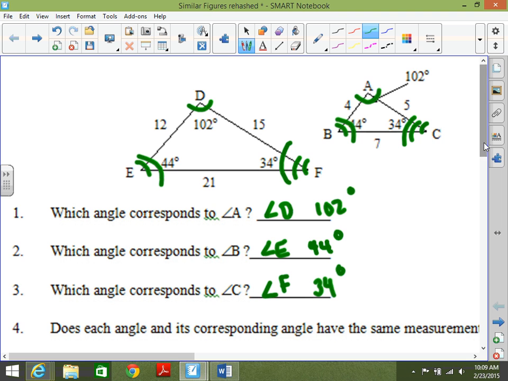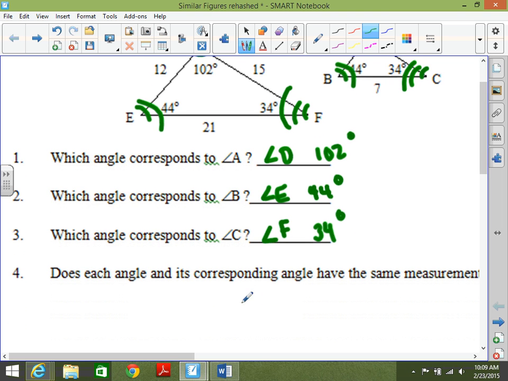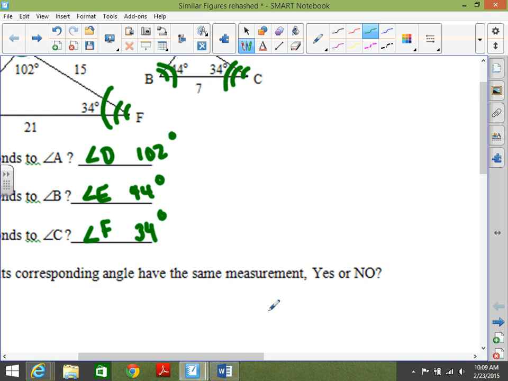Does each angle and its corresponding angle have the same measurement? Yes, so we circle yes. To be similar figures, your corresponding angles have to have the same measure. And then there's a special rule for the sides that we're going to look at next.